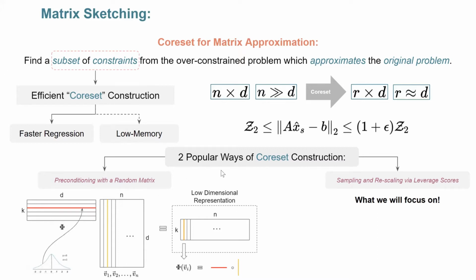There are two popular ways of constructing this core set, at least via matrix sketching. The first one is by preconditioning it with a random matrix. And this is a toy figure that I've shown over here. So let's say this was your random matrix. A random matrix means nothing but every entry in this row or column is sampled from a standard normal Gaussian, right? So this is a completely random matrix where every entry in every row has been sampled from a standard normal Gaussian. This is your data matrix A. I just represented it in the column format.